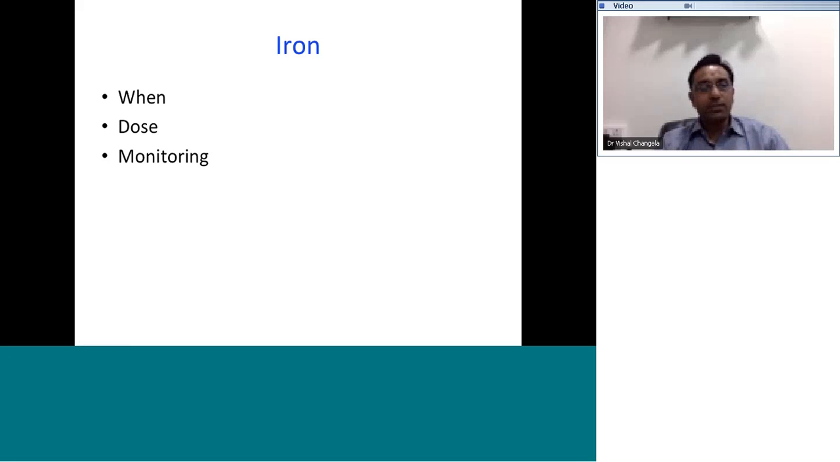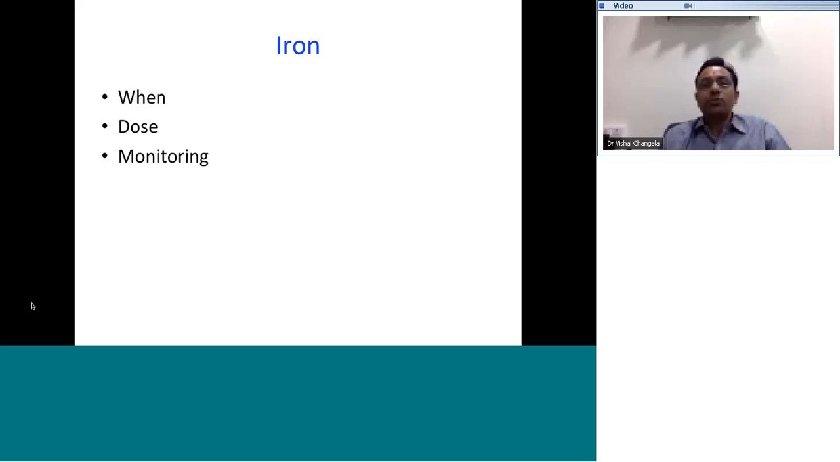How do you deal with this problem, especially GIT issues? Suppose mom tells that patient is having constipation after starting iron. So what do you do? It's a practical question, right? Nobody is answering. So we have to reduce the dose of iron of the same brand. Suppose we are writing Tonoferol, so we have to reduce the dose and see. In majority of the cases it works.